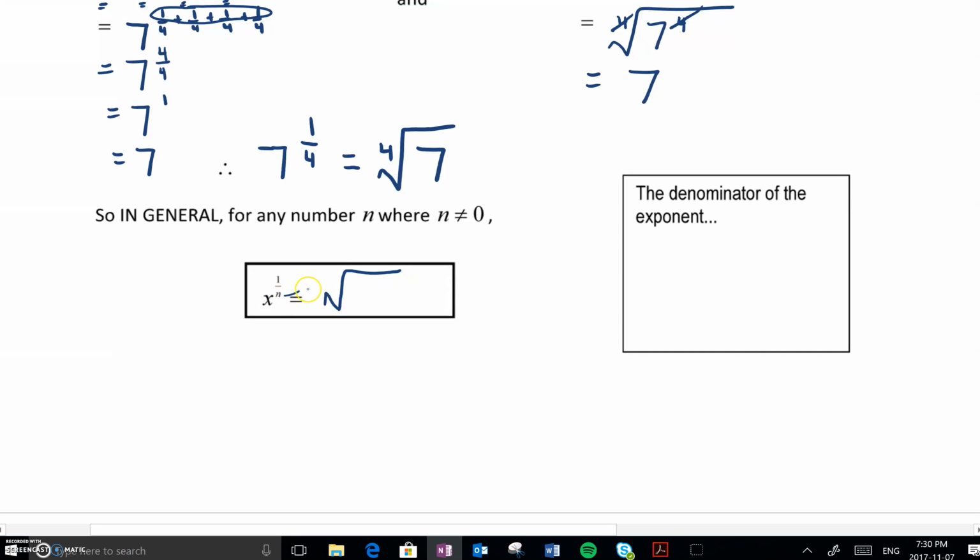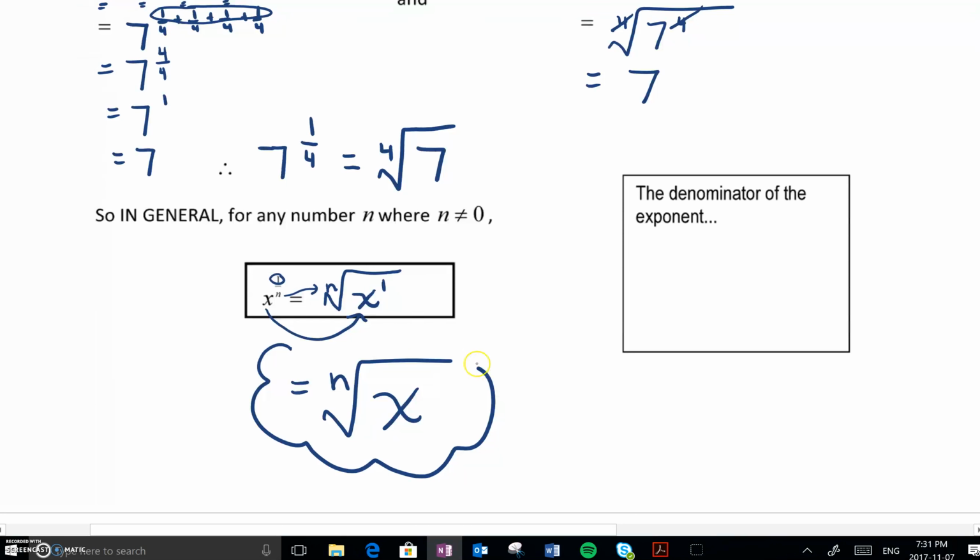It's the nth, so you put the denominator inside the root, you put the number, the base, on the inside, and this one here becomes the exponent right over here. So it basically looks like the nth root of x. That's what you need to remember. So any exponents that are created with fractions, you have to make a root.